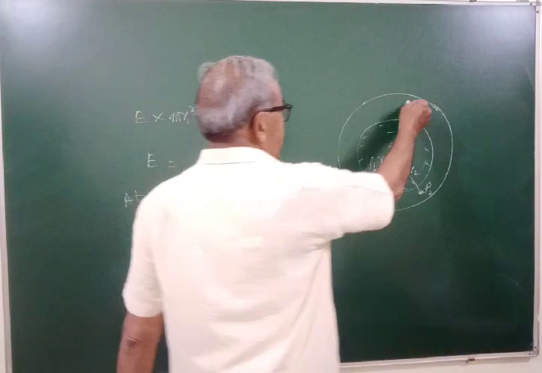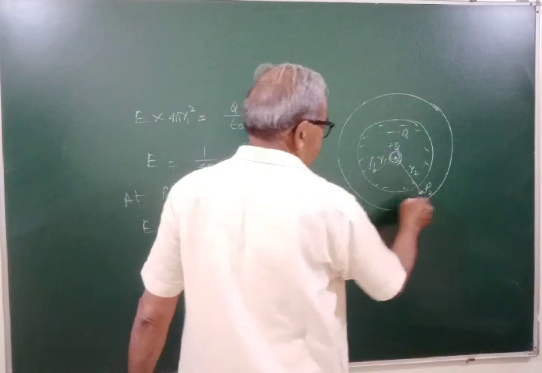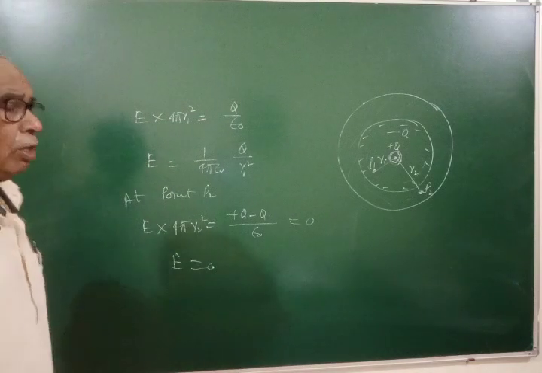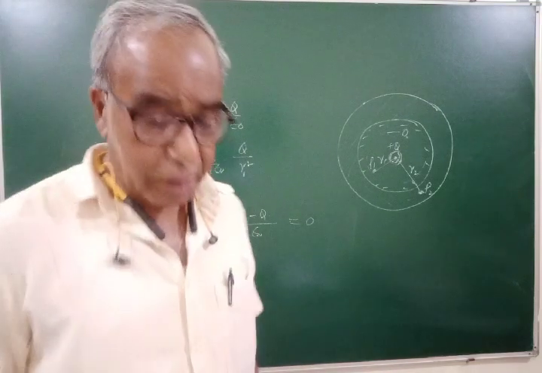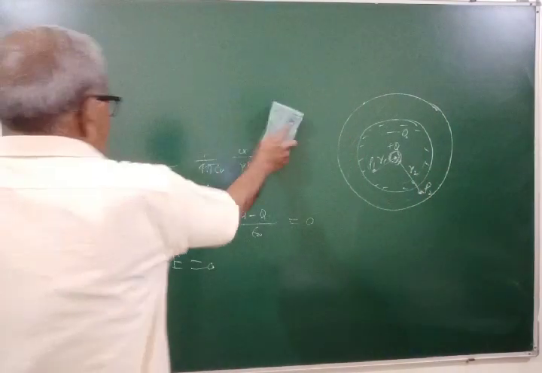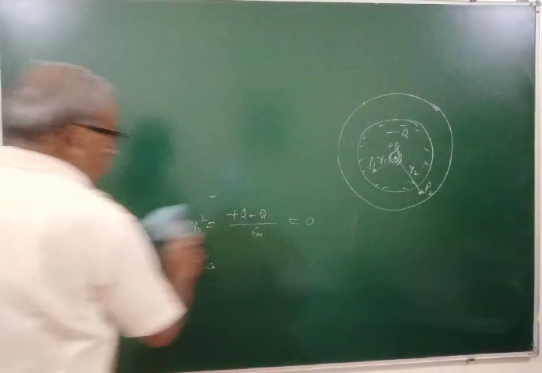Is that clear? Anyway, inside a conductor, look, this is a conducting shell. This material is there, metal. So no charge can exist, or no electric field is there inside a conductor. This is a property of a conductor. So please learn Gauss theorem.